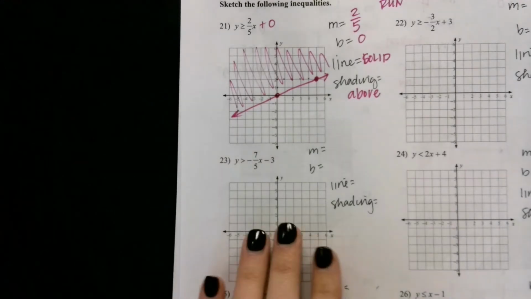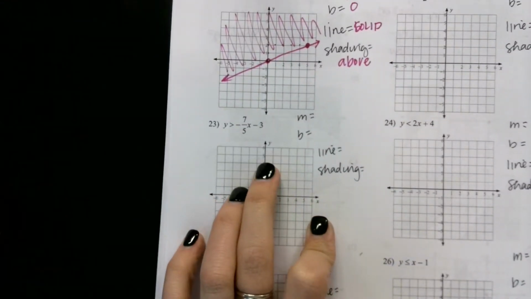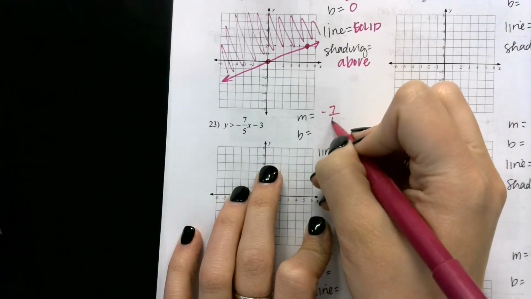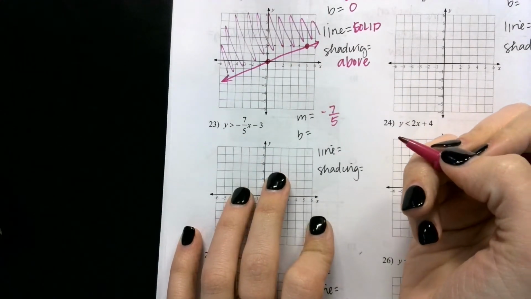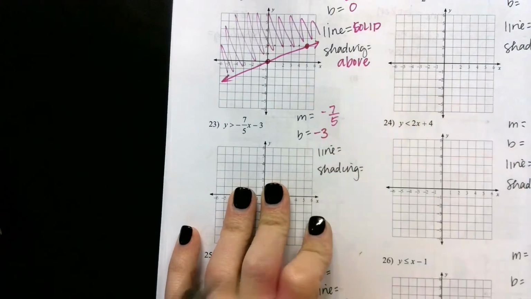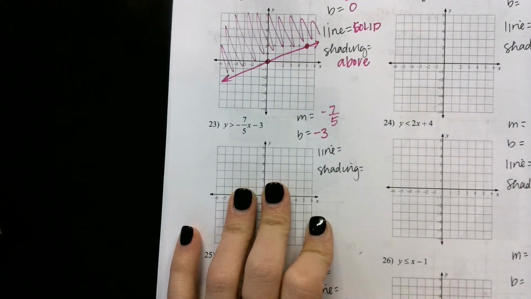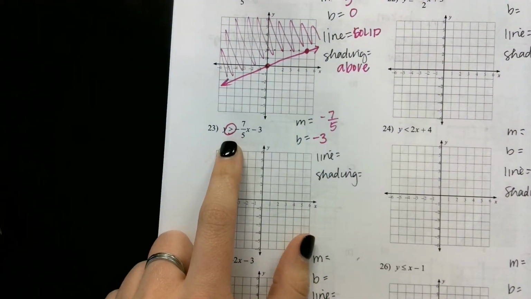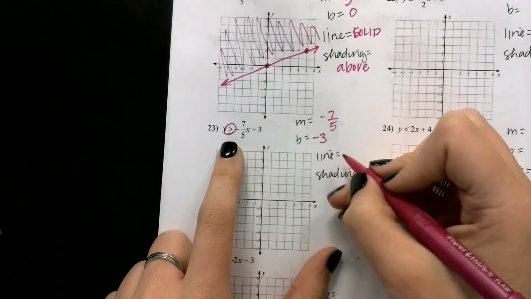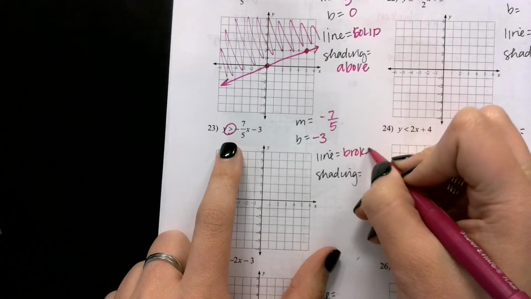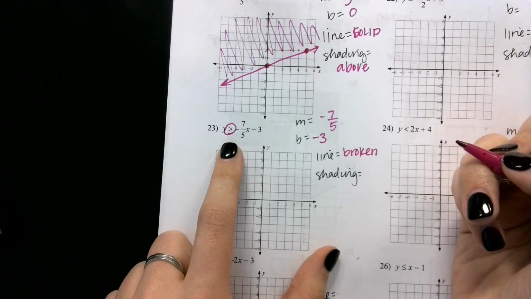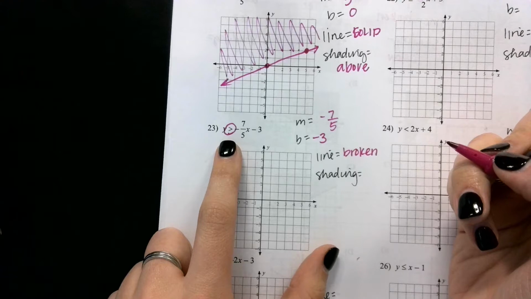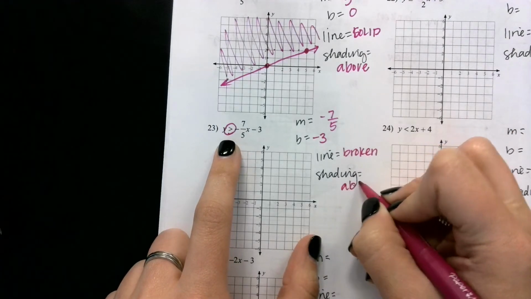So looking at number 23, my slope, or my coefficient in front of my x, is -7/5. My b, or my y-intercept, is -3. Now look at your sign. This is greater than, and there's no equal to sign underneath. So this means our line is broken. This is the same concept of open dot and closed dot. And our shading, because this is greater than, is above.